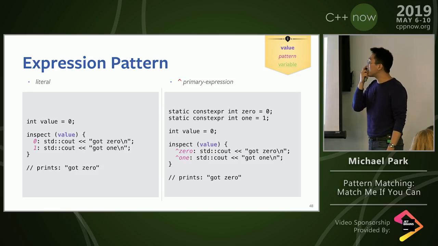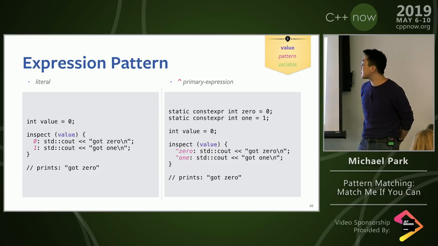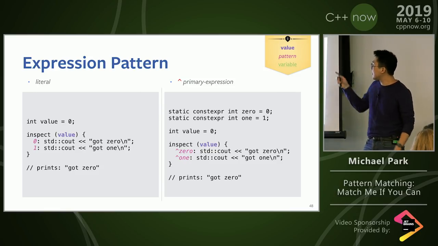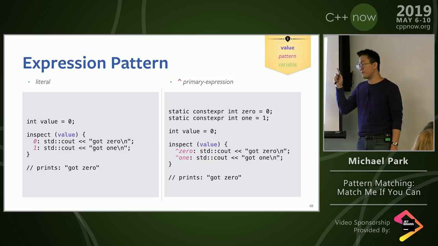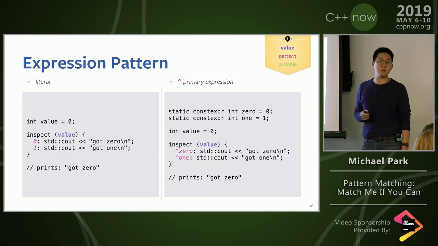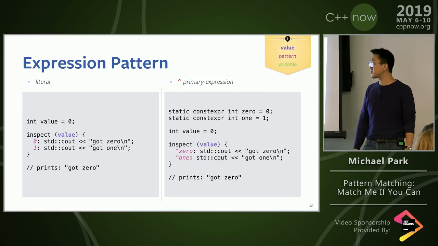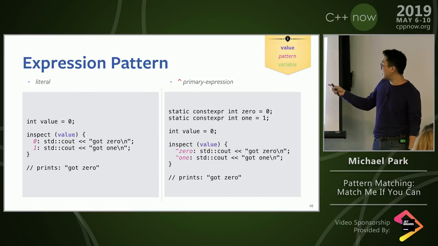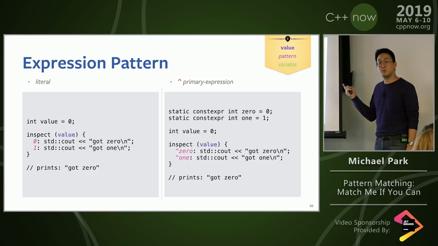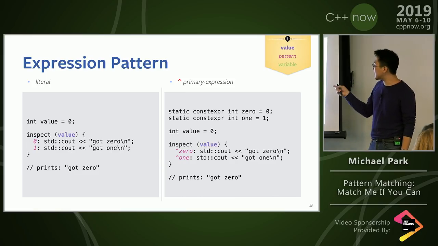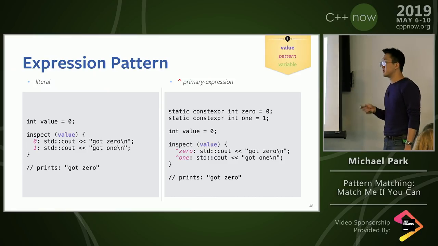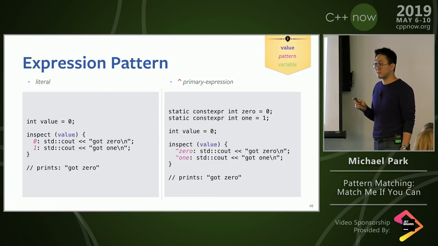Okay, expression pattern, you can match against literals. And the caret there is to allow arbitrary expressions as patterns. So if you have, let's say, 0 and 1 variables, in order for the right-hand side to mean the same thing as the left, you'd have to put caret 0 and caret 1 in order for it to be referencing the previous variables as opposed to introducing new ones. They would need to be compile time constant. Yes.